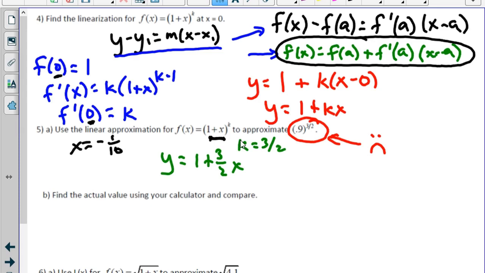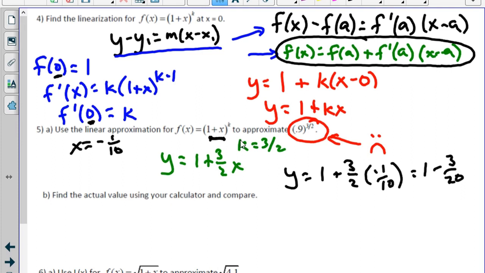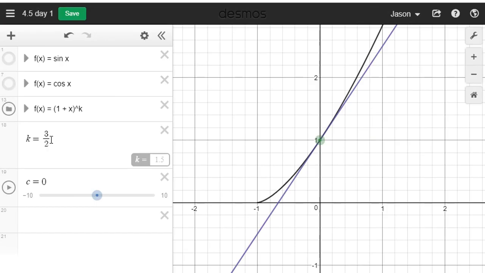So what we can do now is we can put x equals negative 1/10 in. So 1 plus 3 halves times negative 1/10 will give us 1 minus 3/20. So our approximation for this, we approximate this to be 17/20, or 0.85. That's our approximation. So on Desmos, I changed k to be 3 halves.